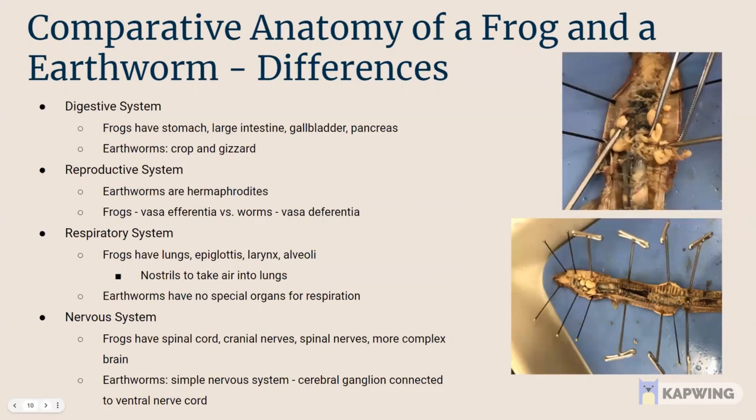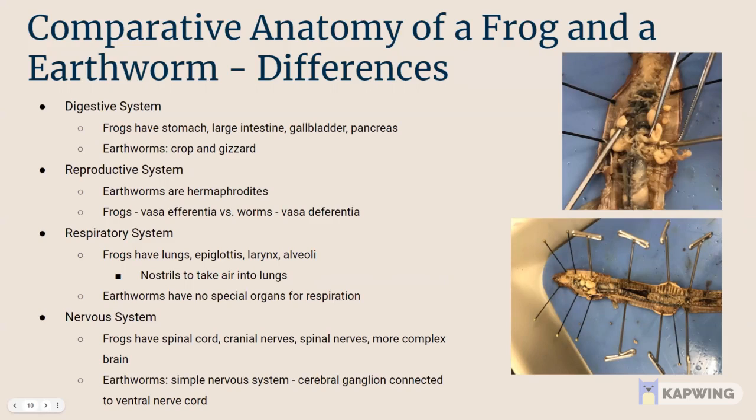Now, moving on to differences in their digestive system, frogs have a stomach to digest their food as well as a large intestine in addition to their small intestine, whereas worms only have one intestine. In addition to this, frogs also have a gallbladder as well as a pancreas to secrete bile and digestive enzymes to help digest the food.